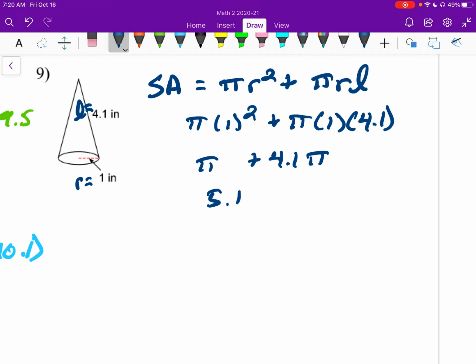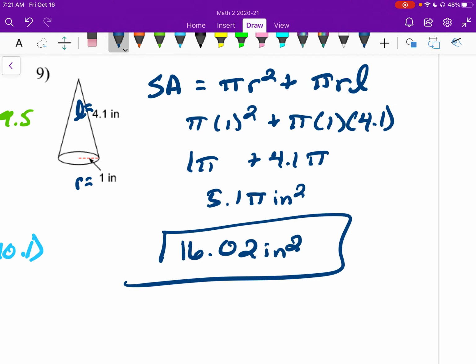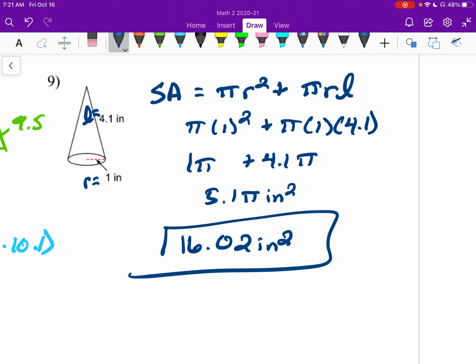That's 5.1 pi, right, because there's an understood 1. And that would be inches squared. And we could leave it like that. But since it asks to have it as a decimal, I'm going to multiply 5.1 times pi, and I get 16.02 inches squared. All right, that's number 9.